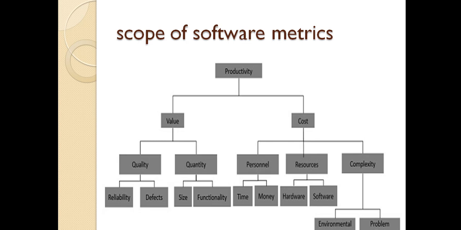So value is based on quality and quantity. Quality is based on the reliability of the software and defects of the software. Quantity is based on the size metrics and functionality. Cost is based on the person, resources and complexity. Person attributes involve time and money. Resources are based on hardware reliability and software reliability. And complexity is based on the environmental constraints and problem difficulty.